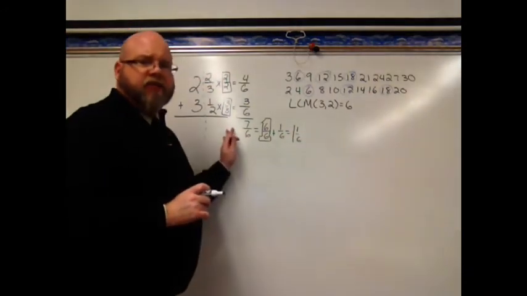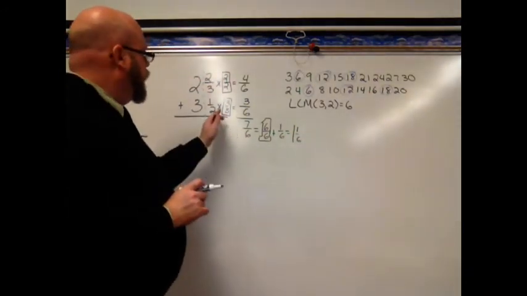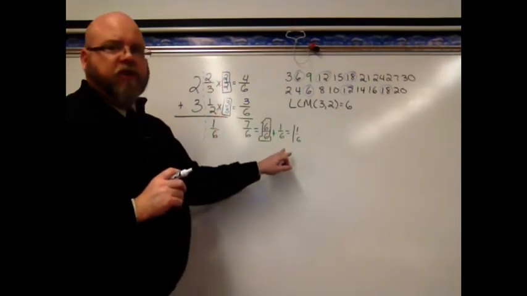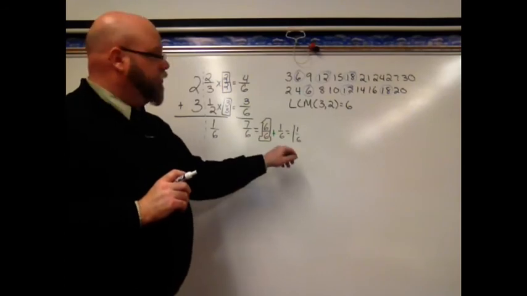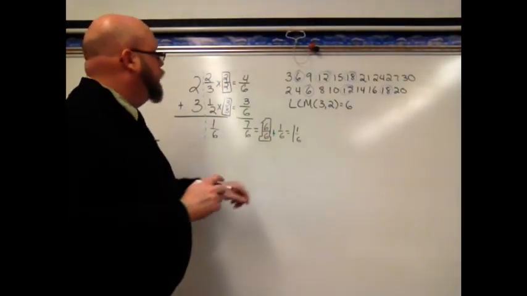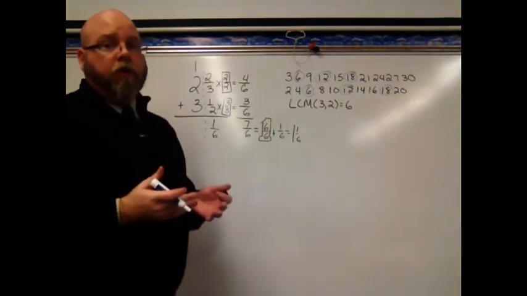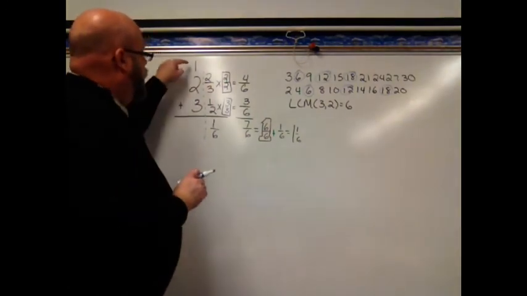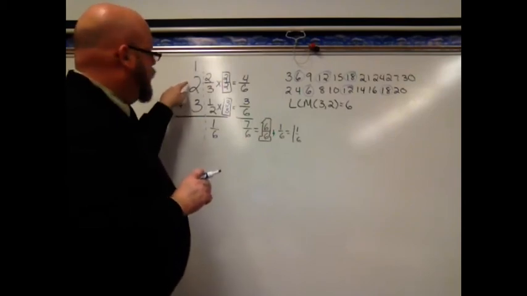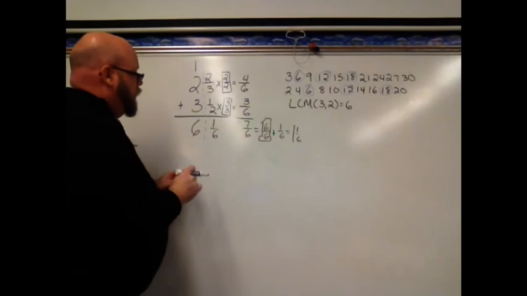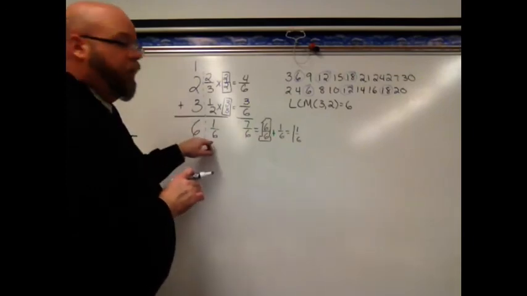But I can only put fractions in my fraction column. So I'm going to put my 1/6 here, but just like if I were adding whole numbers, I'm going to carry my 1 to the whole number column. And now I have 1 plus 2, which is 3, plus 3 more gives me 6. So I have 6 and 1/6.